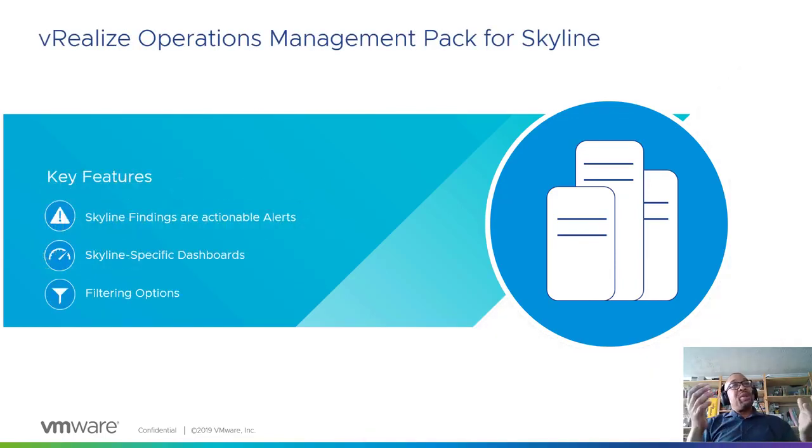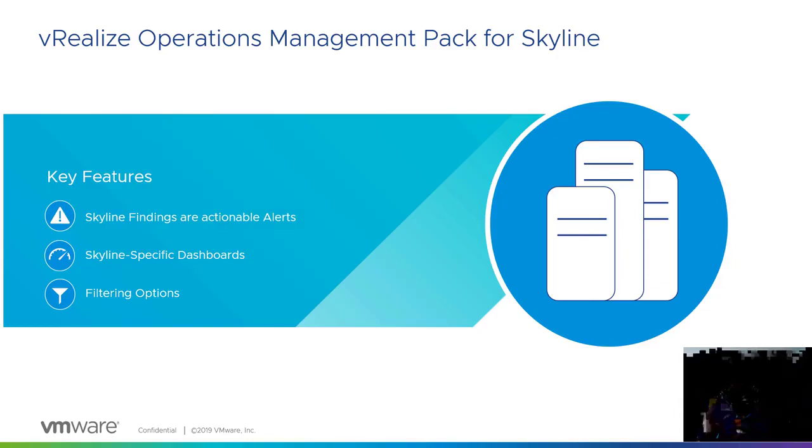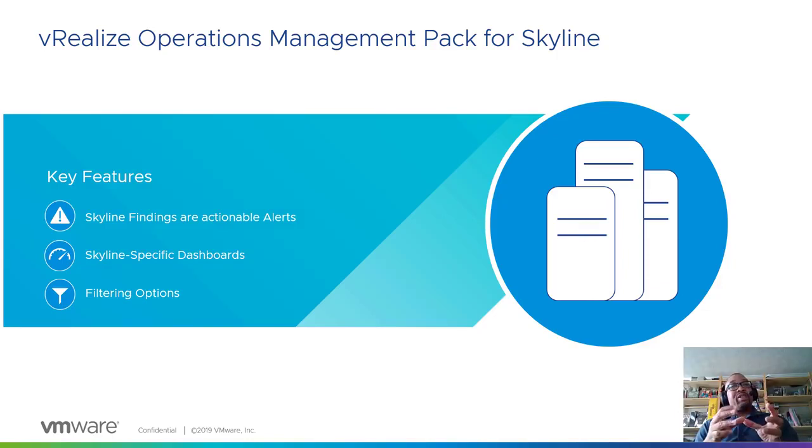So what's the management pack and what does it do, right? Well, in a nutshell, the management pack provides a single pane of glass for Skyline reported findings within vRealize Operations Cloud. And once it's configured, you can do a couple of things. Skyline findings are converted into alerts within vRealize Operations Cloud, and then they're mapped to corresponding objects. You also get access to more dashboards that allow you to view findings related to specific vCenter adapters. And finally, you can actually view those findings based on severity and category.